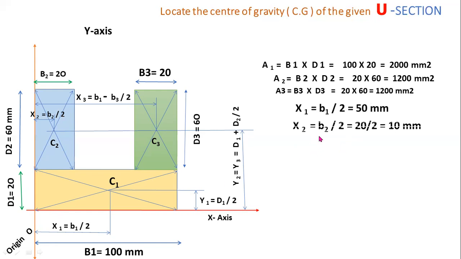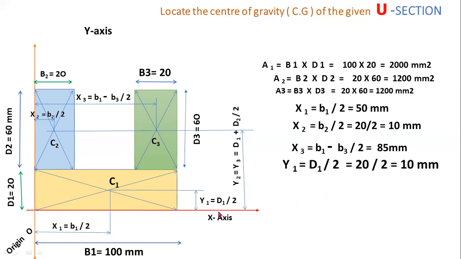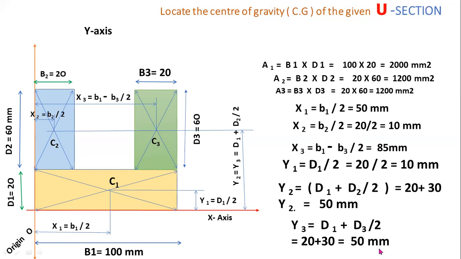X1 equals B1 by 2. X2 equals B2 by 2. X3 equals B1 minus B3 by 2. Y1 equals D1 by 2. Y2 equals Y3 equals 50 mm. Now I am considering these values in tabular form.